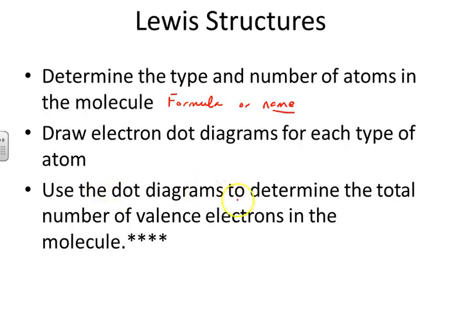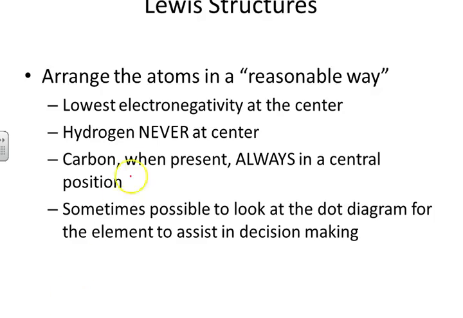And we use the dot diagrams to help determine the total number of valence electrons in the molecule. And this is a very important point. We're going to come back to this, which is the reason for the asterisks. We then arrange the atoms in a reasonable way. This is going to take some practice, but some general rules of thumb that we can use is that we're going to put the lowest electronegativity at the center. So we have to consider electronegativity, low value in the middle of the molecule.